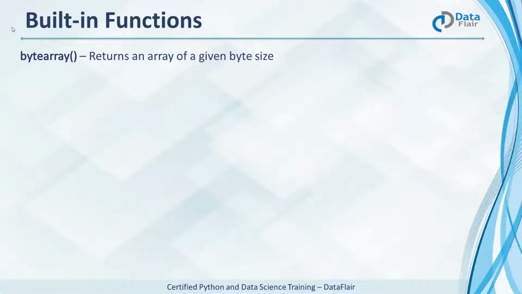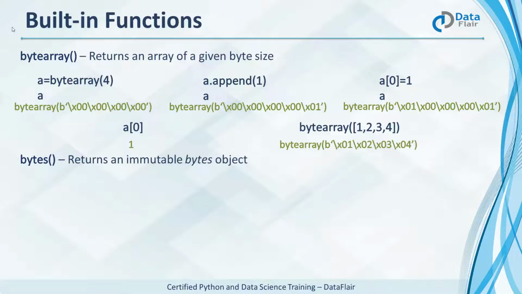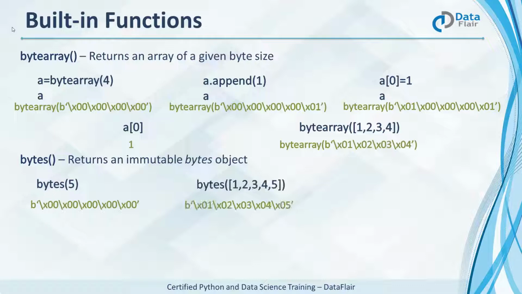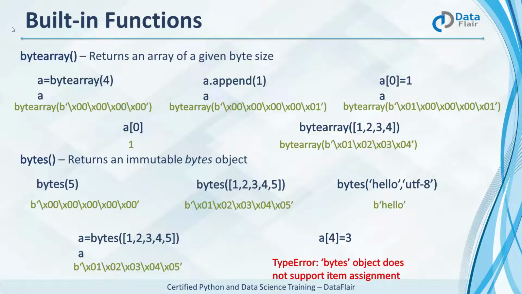Bytearray gives us an array of given byte size. 4 single bytes. Append the value 1 to them. Change the first value to 1. We can also create it directly from a list. Likewise, bytes returns an immutable bytes object. 5 single bytes, 5 from this list, and a bytes object from this string using the UTF-8 encoding. From this list, call it A. But unlike lists, you cannot reassign items in a bytes object.